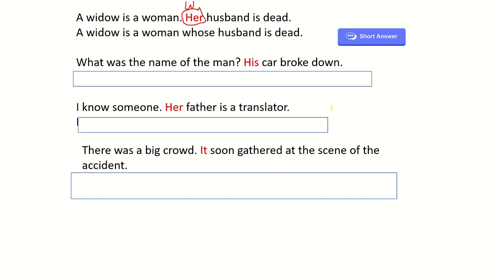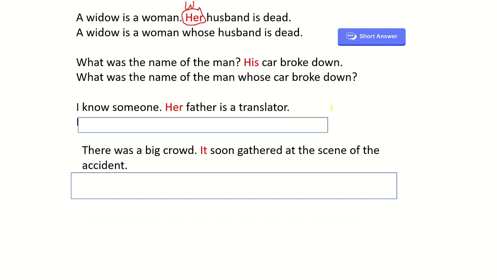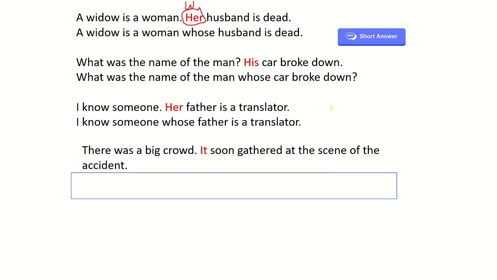What was the name of the man? I'm not talking about the man, I'm talking about his car, which was broken down. So what was the name of the man whose car broke down? I know someone, now I'm talking about her father, not about that someone. I know someone whose father is a translator. Look here: whose, whose, whose, because here I have possessive pronouns.